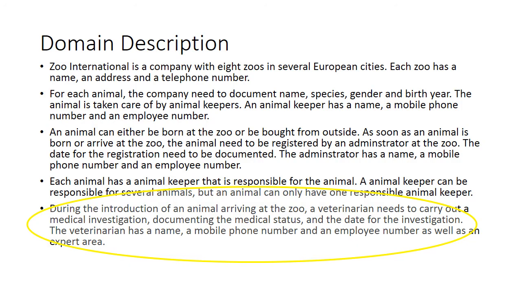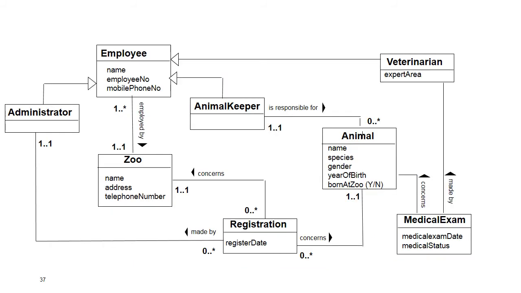Now I have added a paragraph in the end of this domain description. During the introduction of an animal arriving at the zoo, a veterinarian needs to carry out a medical investigation, documenting the medical status and the date for the investigation. The veterinarian has a name, a mobile phone number, and an employee number, as well as an expert area. Let's check how we model that.